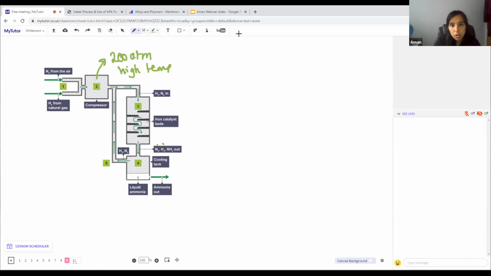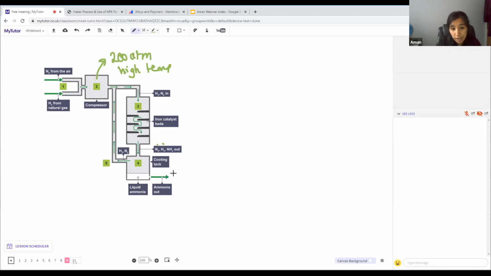Why do we cool the ammonia? What does that allow the ammonia to do? Does anyone know? It's kind of on the diagram. But what does the ammonia allow, or what does the cooling tank allow the ammonia to do? It's quite an important part of the process. So have a look here, what this says. What does the cooling tank allow the ammonia to do?